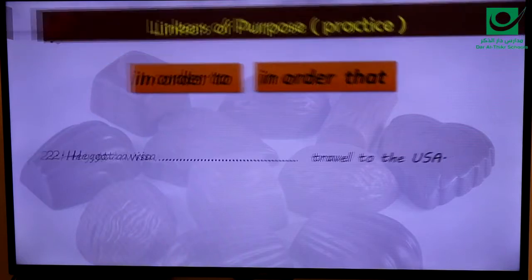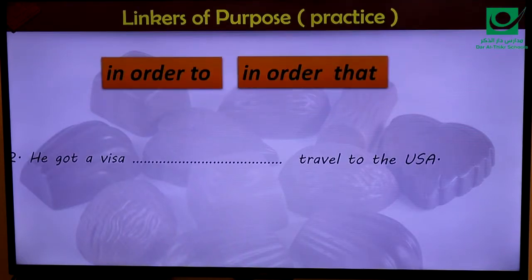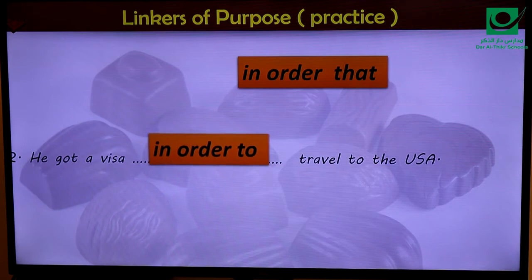Let's take another one. He got a visa and now we deleted he can. It's a travel to the USA. What is the best answer? Yes, correct. In order that, in order to, because to is followed by the infinitive.